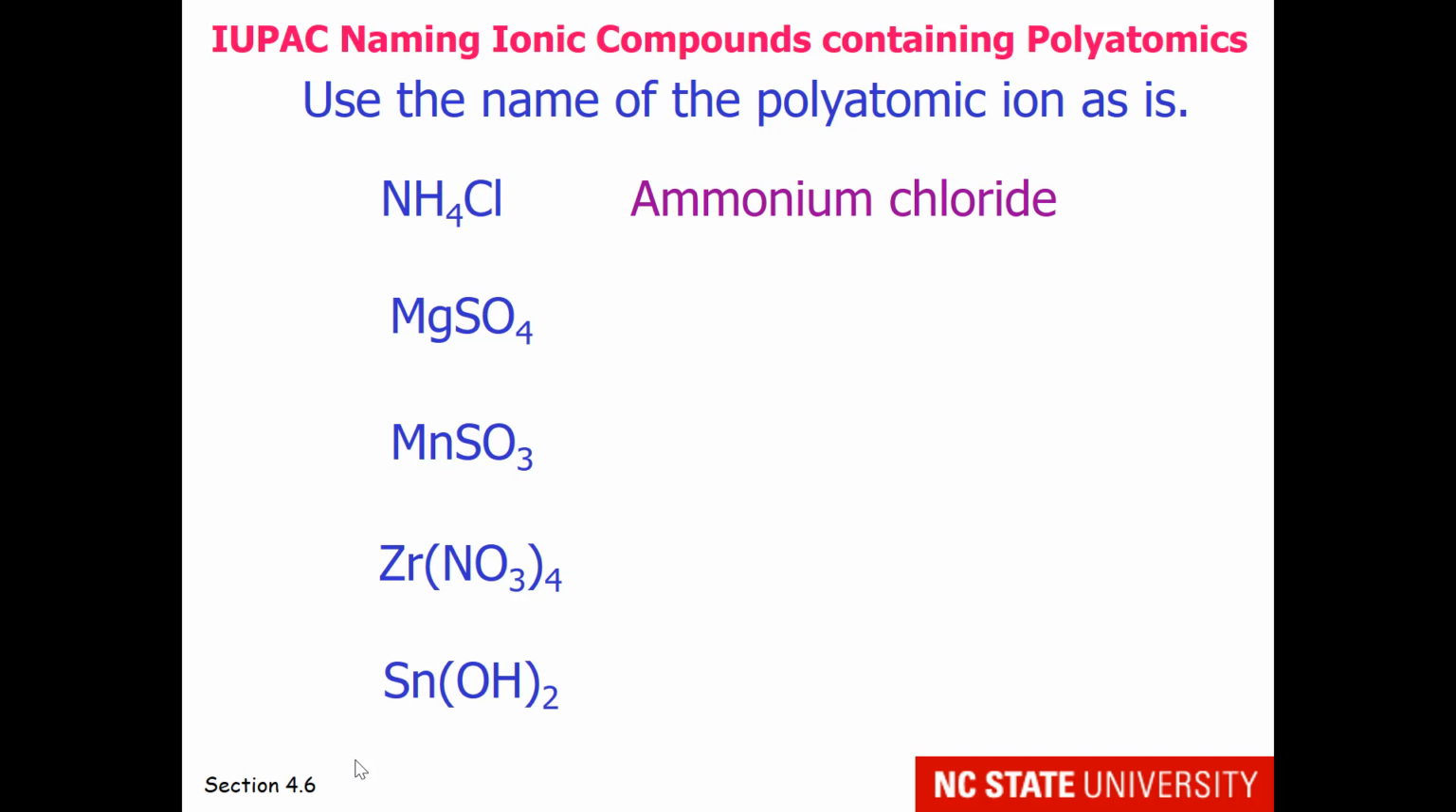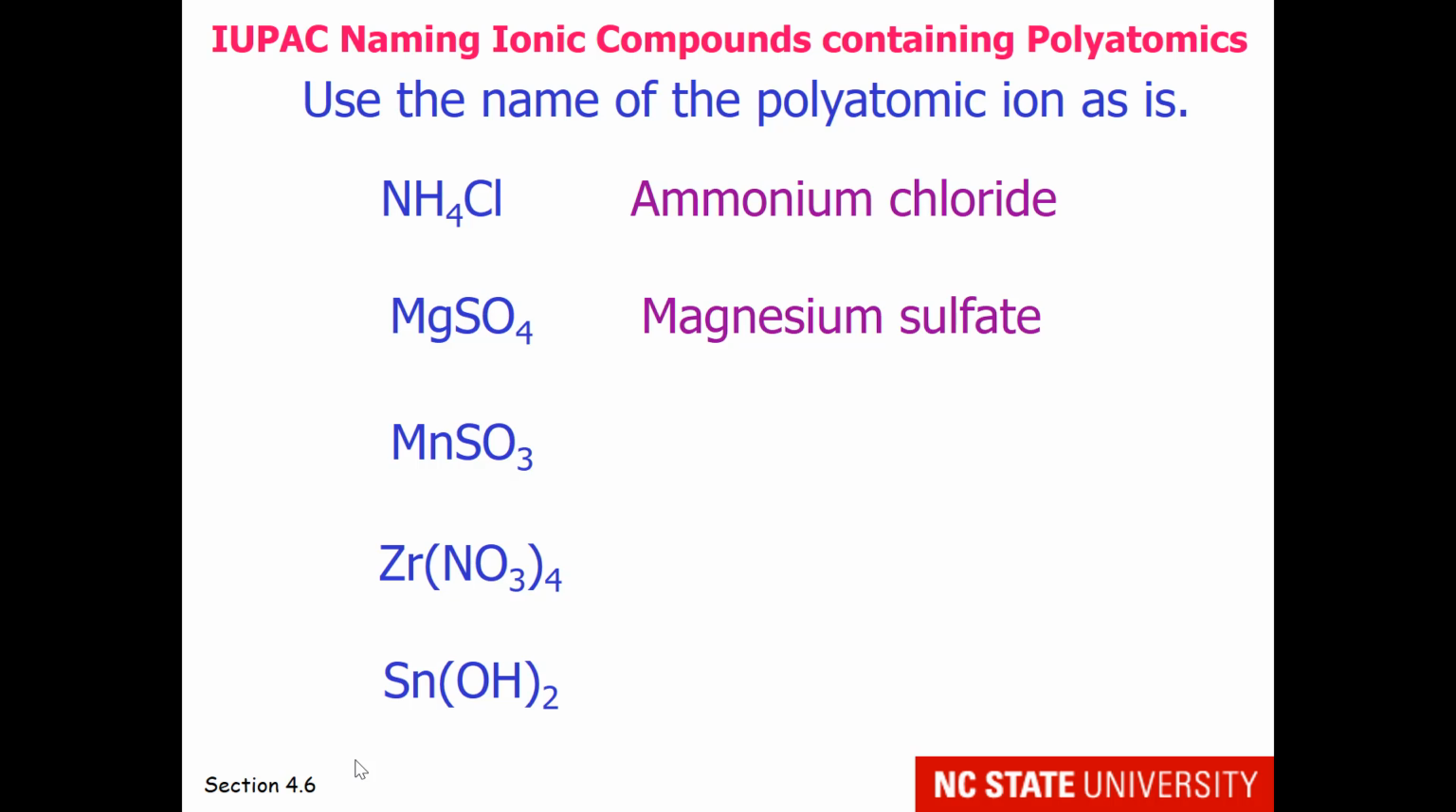Magnesium with SO4. Magnesium is in group 2, so there's no oxidation state variety. So we will name this magnesium, and that polyatomic ion, SO4 2-, is called sulfate.